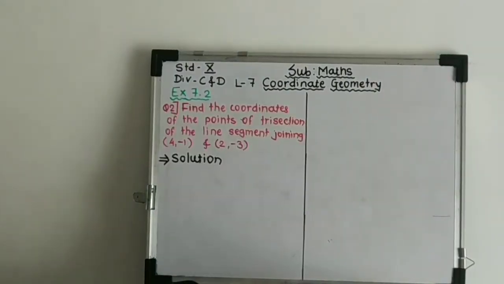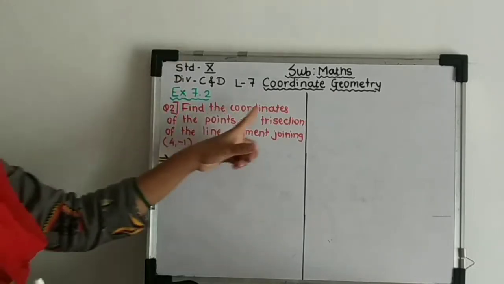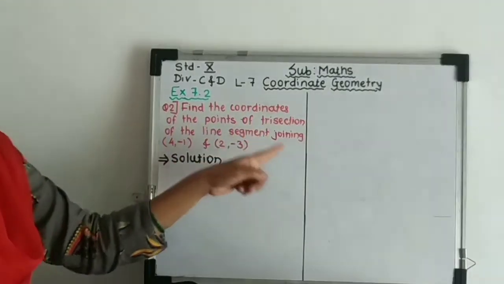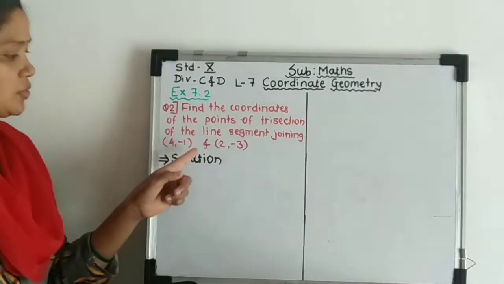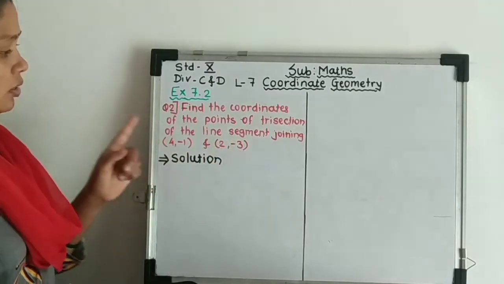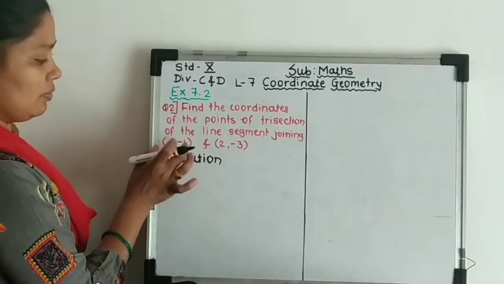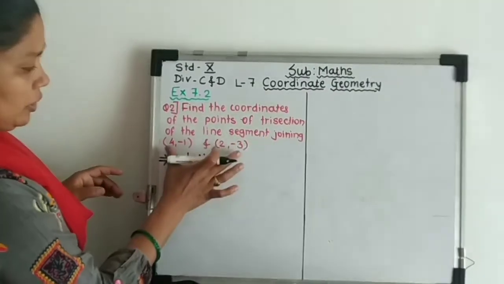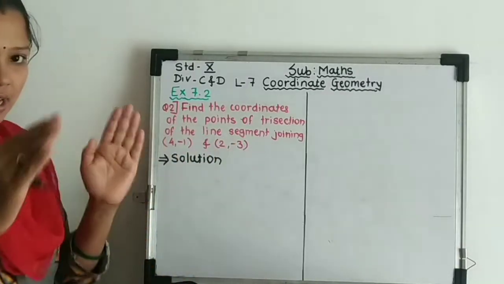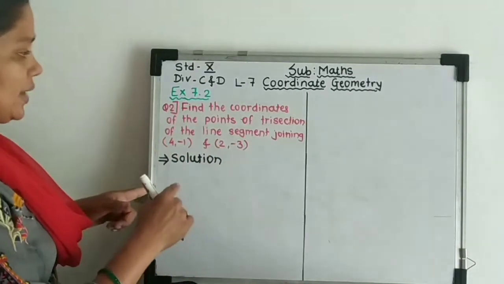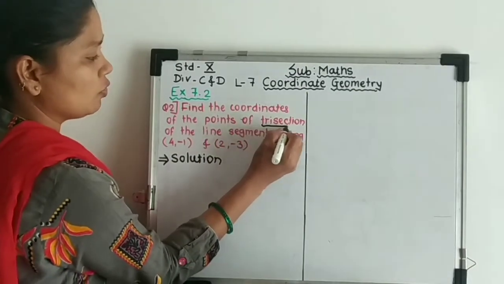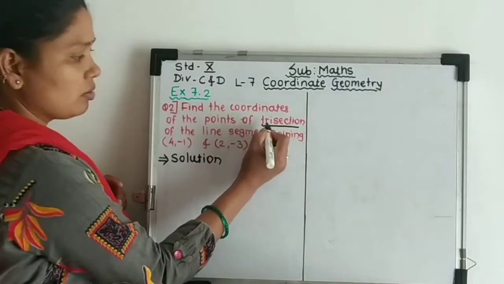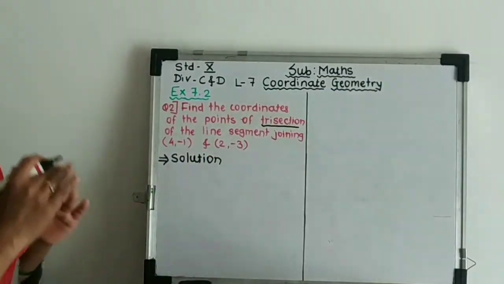So let us have the solution for question number 2. Find the coordinates of the points of trisection of the line segment joining (4, -1) and (2, -3). Here these 2 points are given and joined, so the line segment formed gets divided into trisection. Tri means 3, so we are going to have 3 sections.